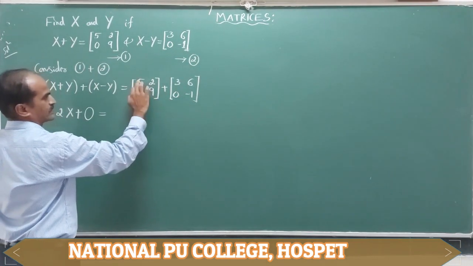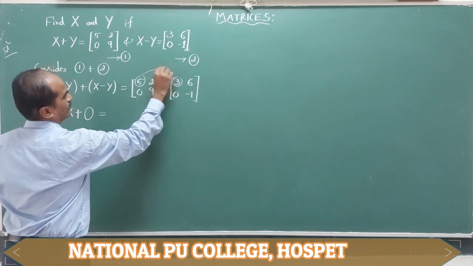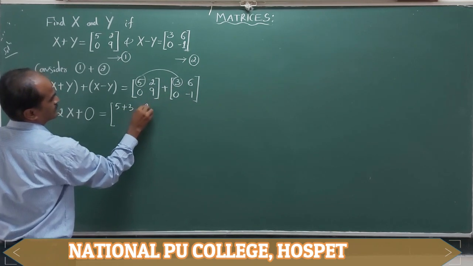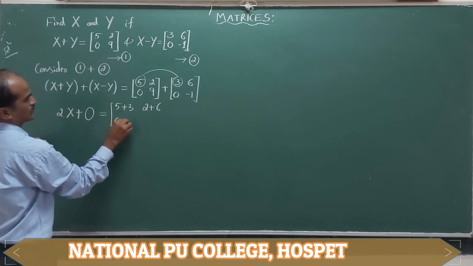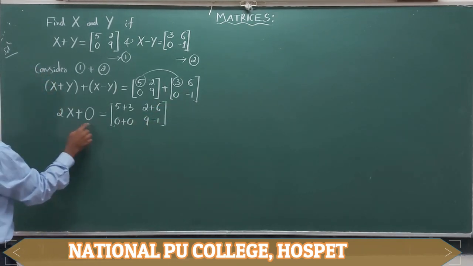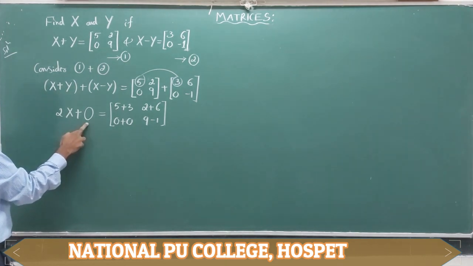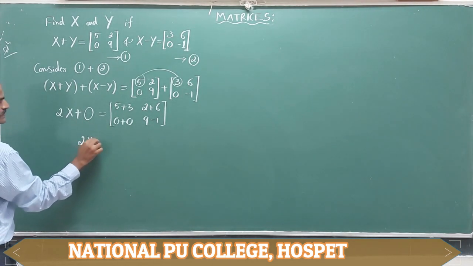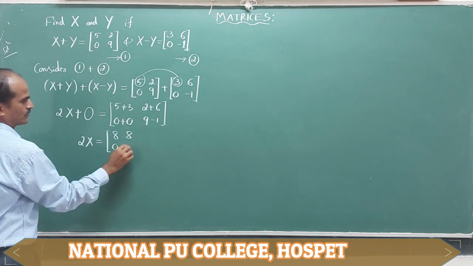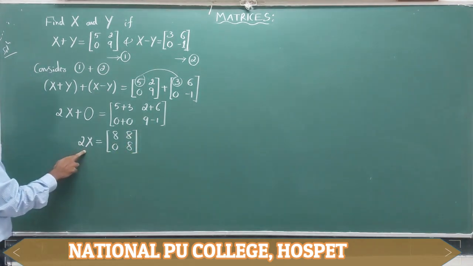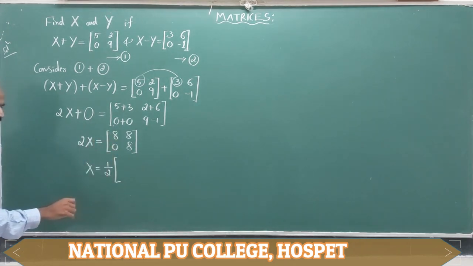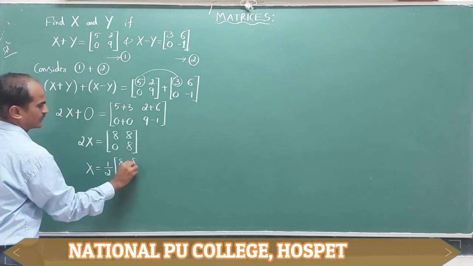Add these two matrices, adding the corresponding elements. 5 plus 3, 2 plus 6, 0 plus 0, 9 minus 1. Now 2x plus O: when any matrix is added with a null matrix, you end up with the same matrix. 2x is equal to 5 plus 3 is 8, 2 plus 6 is 8, 0, 8. I need x, so x is half of this matrix, dividing the entire equation by 2.